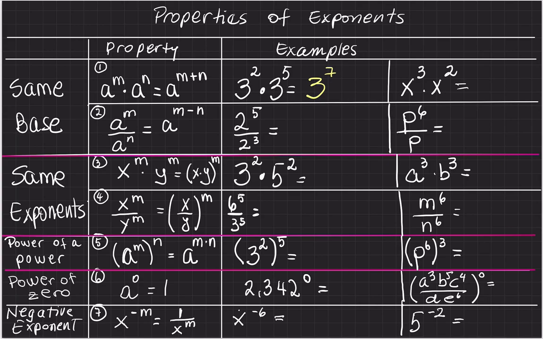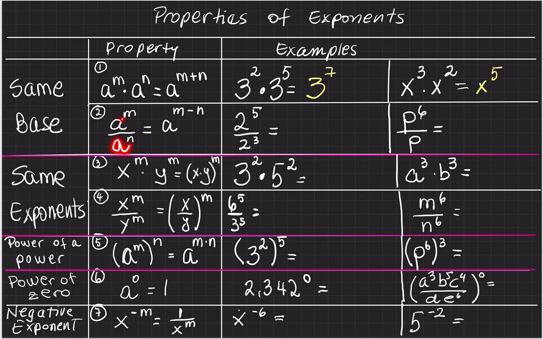Let's see with letters. It's exactly the same. If your base is the same and you have multiplication here, what you're going to do is keep the base and add the exponents. 3 plus 2 is 5. Let's see the second property.